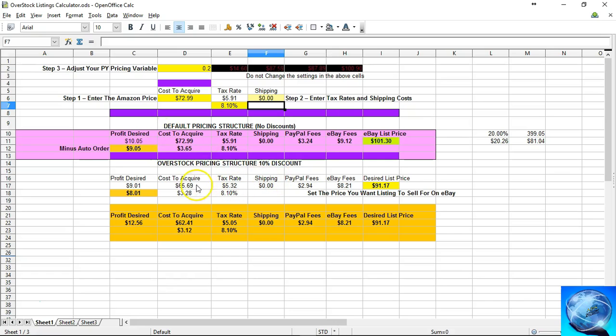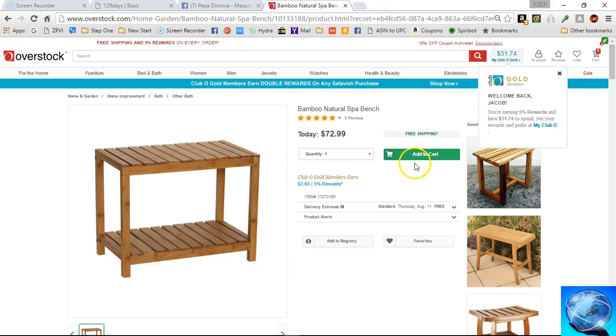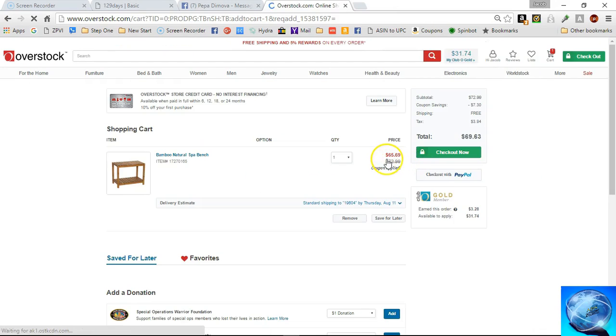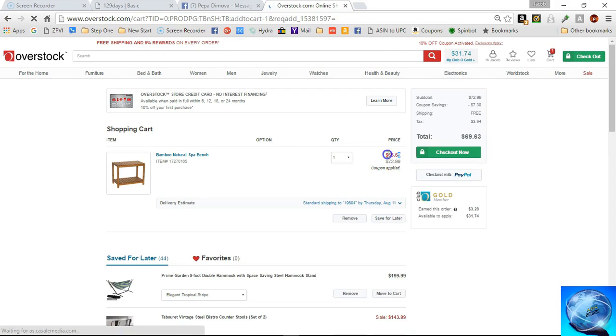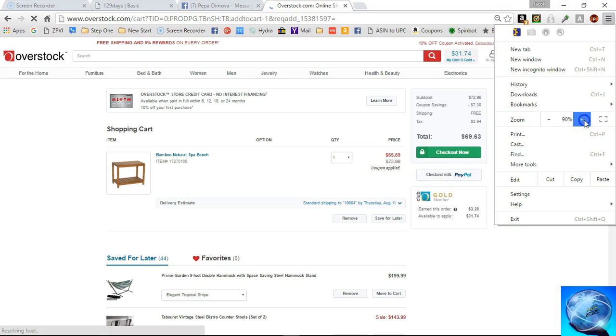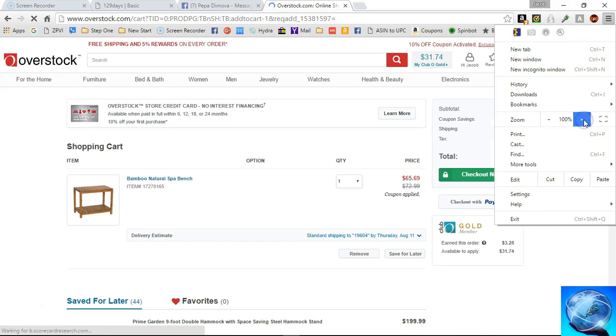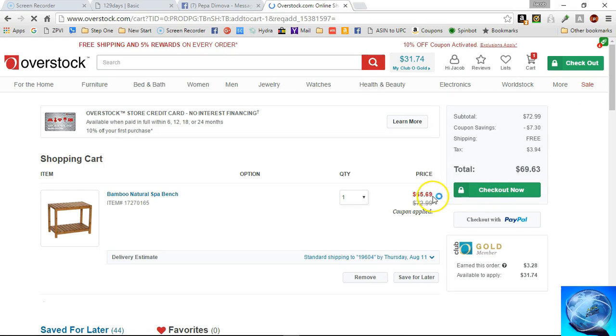Now down here, this number here of $65.69 is 10% off of $72.99. Gives me $65.69. Okay? Let's make sure that that is correct. Let's take this item here and put it into our cart. Goes into our cart, and we see that it's going to charge us $65.69 right there. Okay, here we go, $65.69. Let's make this just a little bit bigger so everybody can see this good. There we go, $65.69. So they applied the coupon of 10%.